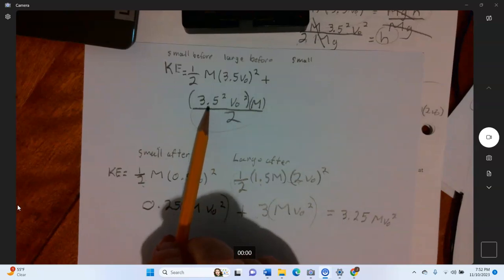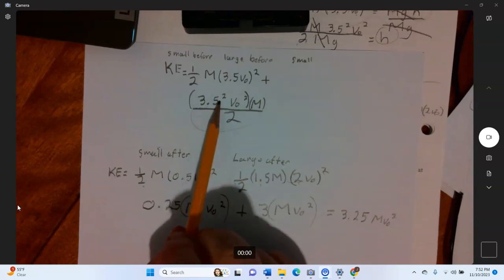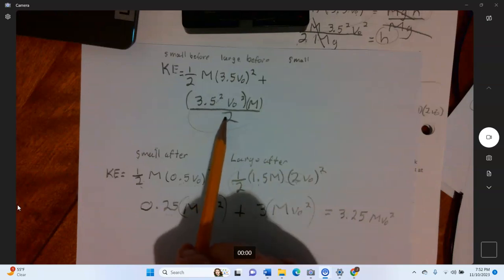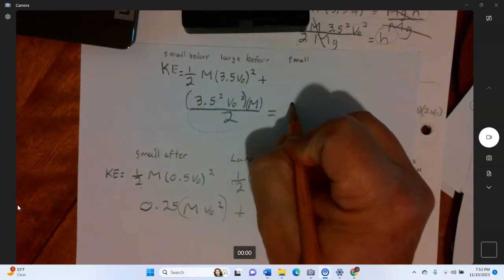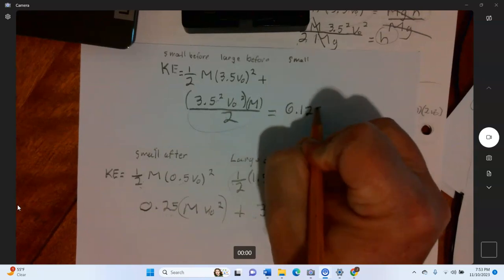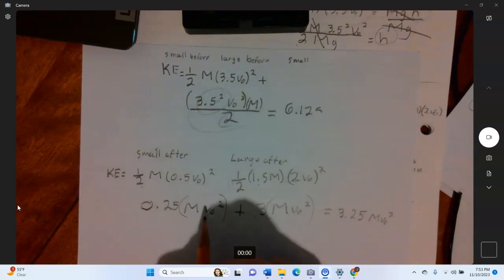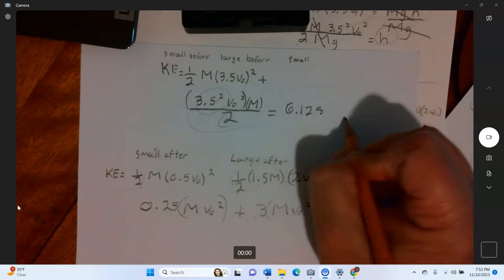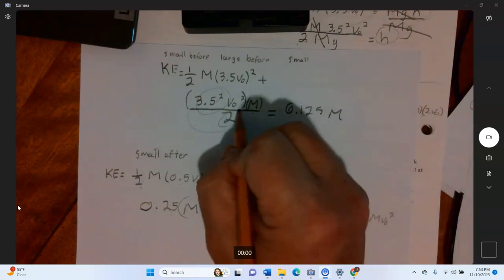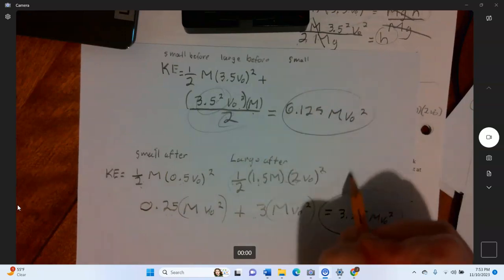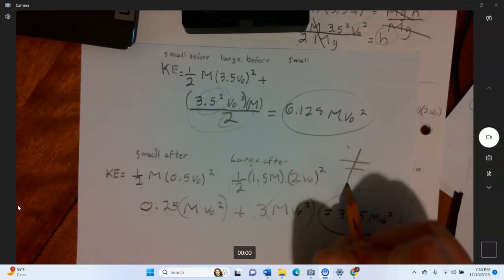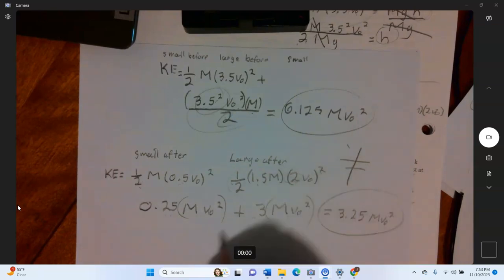And 3.5 squared is 12.25. You can do that on your calculator. Divided by 2 is 6.125, something like that. So I'm just going to write it out. Okay, you do it on your calculator if you don't believe it. 6.125. I just did this squared and divided by 2. And that's M, and then the v0 squared. So this does not equal this. That's an equal sign with a slash, does not equal. So it's inelastic.